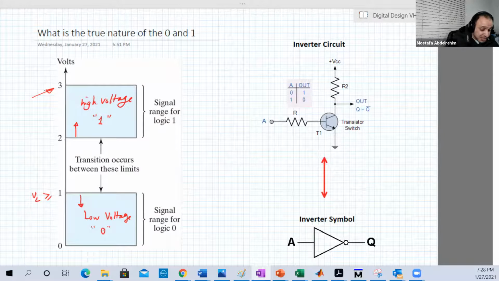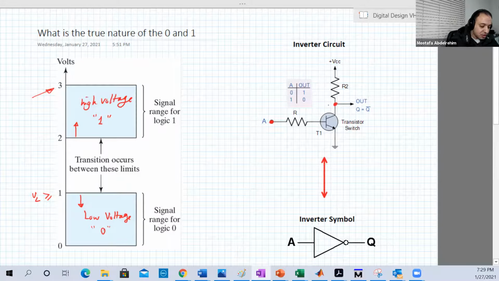Here is one example for the NOT circuit, or the inverter circuit, that makes the complement. Very simple: an NPN transistor. By the way, you don't need to understand the details of this; I will just highlight it. It has one input, as you see here, and here is the output from that node.